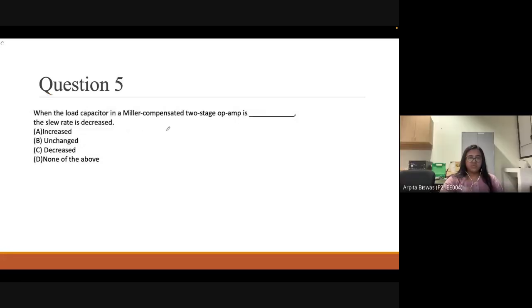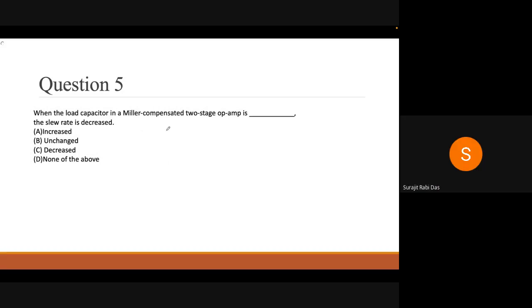When the load capacitor in a Miller compensated two-stage op-amp is dash, the slew rate is decreased. The first option is increase, the second option is unchanged, the third option is decreased, and the fourth option is none of the above. For decreasing the slew rate, the load capacitor is increased.